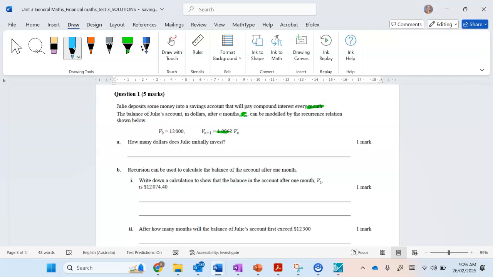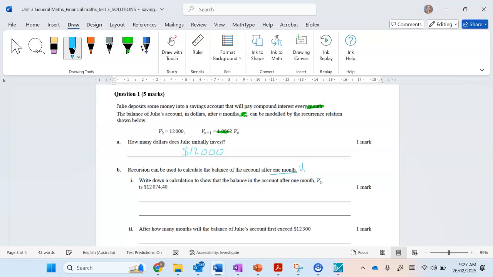How many dollars does Julie initially invest? So we can see it's question 1. This is the very first question of recursion, so it's usually an easy one. How much does she invest? $12,000. Easy.